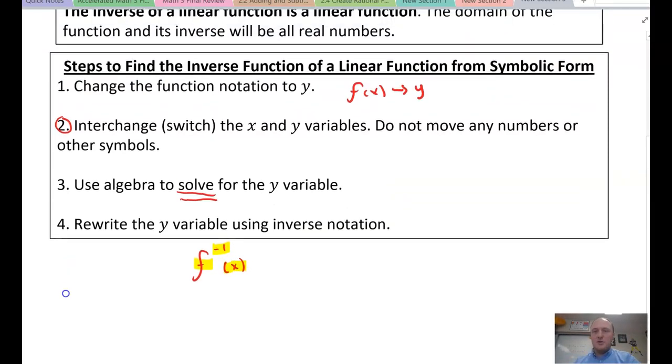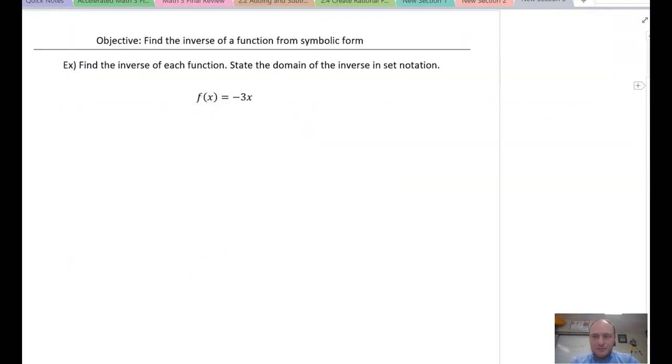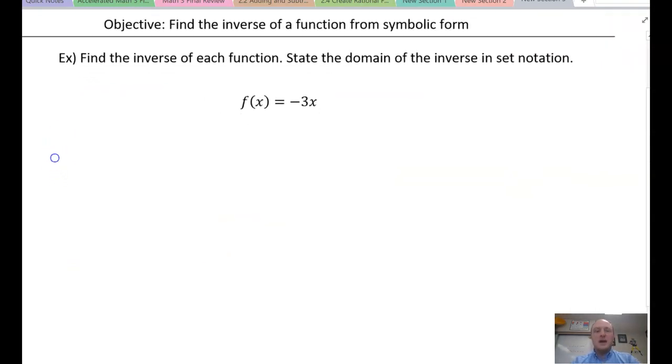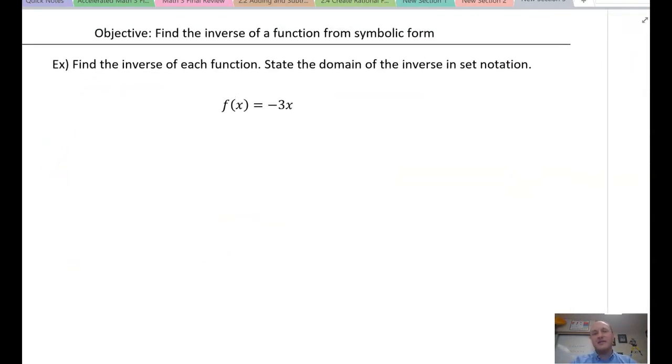Okay, all right, so let's go ahead and look at some examples. Here is the first one, and we're asked, find the inverse of each function, state the domain of the inverse in set notation. Okay, so step 1, I want to find the inverse. I gotta switch some x's and y's, so I gotta have some y's. Okay, so y equals negative 3x. Step 2, I'm gonna go ahead, I'm gonna switch my x and my y. Watch closely. X equals negative 3y. I switched x and y. That's it. All right, step 3.